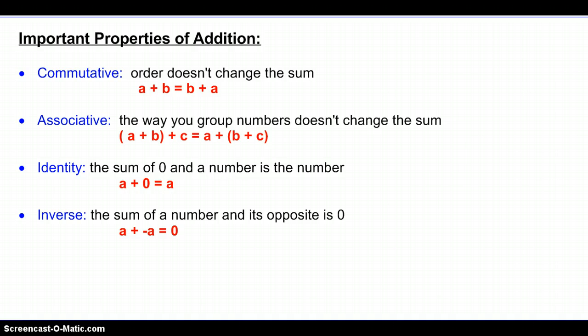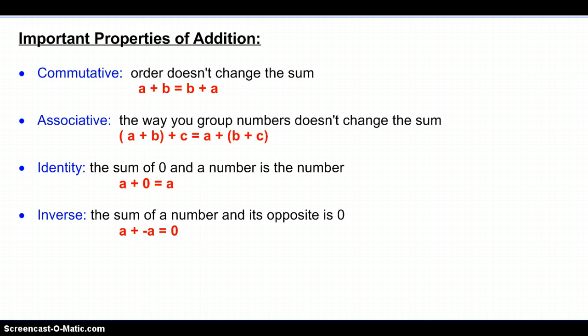The associative property says the way you group numbers does not change the sum. So in our example here, they take the sum of the quantity A plus B and add it to C, and they say that that's also equal to A plus the quantity B plus C. It doesn't matter how you associate the numbers and which way you group them, you will always get the same answer. The identity property says that the sum of 0 and a number is that number. So you can add 0 to any number and you get the original number. So A plus 0 equals A.